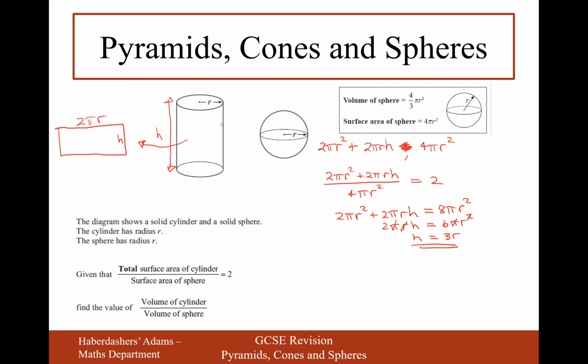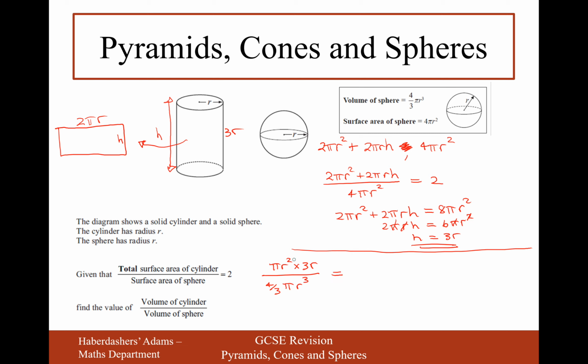So now we know the height. We know the height is 3r. And that's very helpful for what we're now going to do next. So we want to now do the volume of the cylinder, which is going to be pi r squared times h, and that's 3r now, divided by the volume of the sphere. The volume of the sphere is 4/3 pi r cubed.